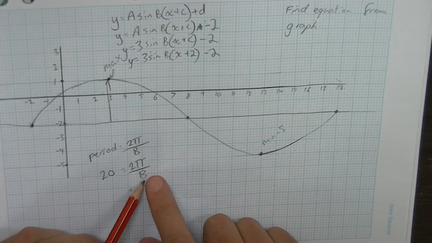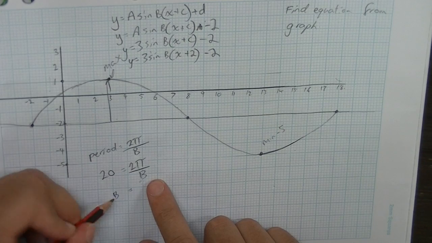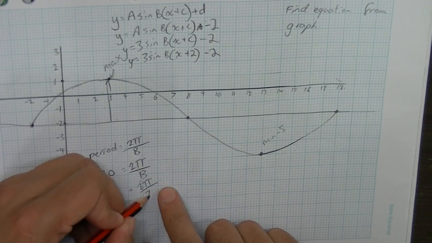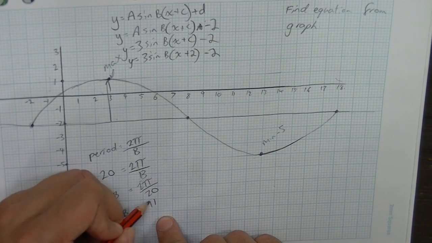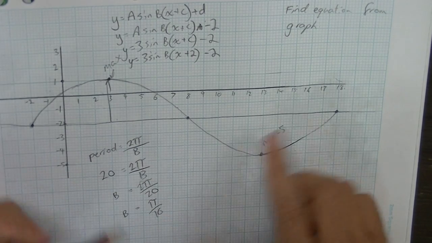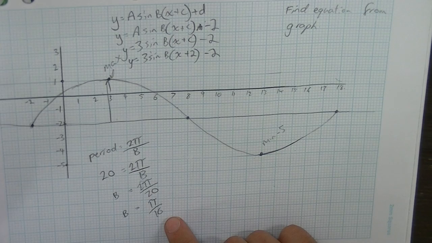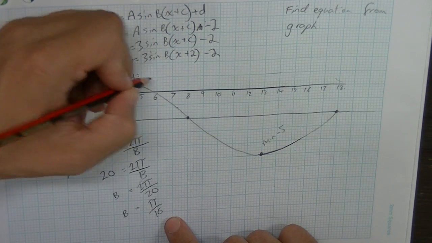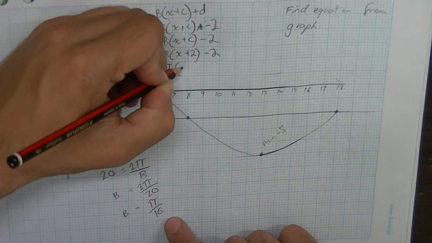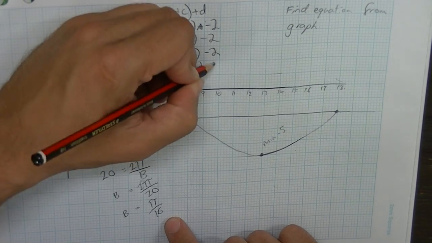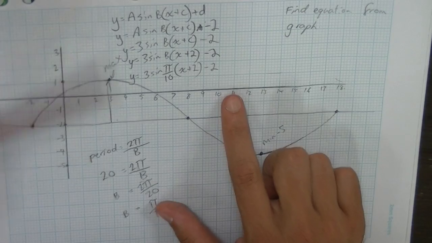Okay, rearrange this so b is the subject. b equals 2 pi on 20. You simplify that and you'll get b equals pi on 10. Okay, so we have a b value here of pi on 10. y equals 3 sine(pi on 10 times (x plus 2)) minus 2. Okay, there you have it.